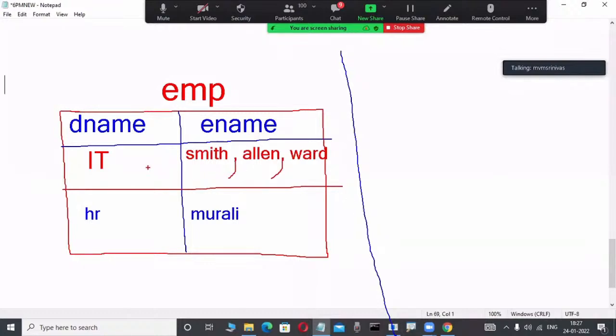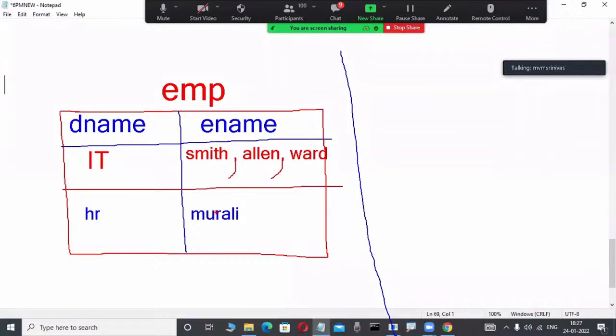Why? Because in any relational data model product, data is represented in the format of a table, and tables also follow some rules. In this table, this is a cell, this is another cell, and every cell has a single value. Here IT is a single value, HR is a single value, Murali is a single value, no problem. Data in each column should be atomic. That is a rule.